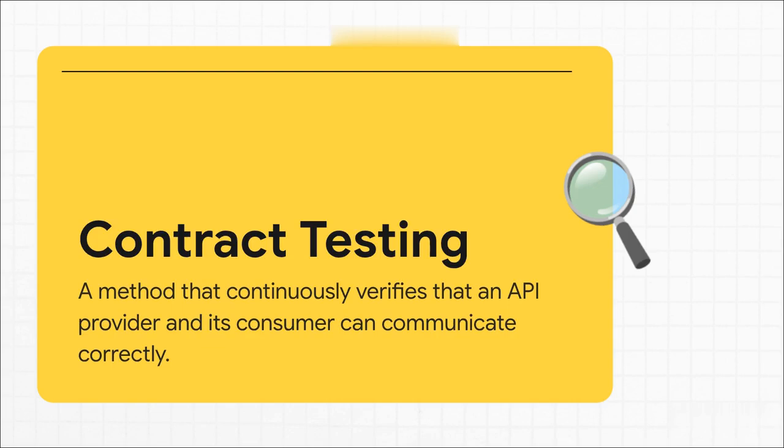And finally, our third tool, contract testing. Now this is your early warning system. It's basically an automated process that is constantly checking to make sure that a service providing an API and a service using it can still talk to each other correctly. It's designed to catch those integration-breaking changes way before they ever have a chance to hit production.